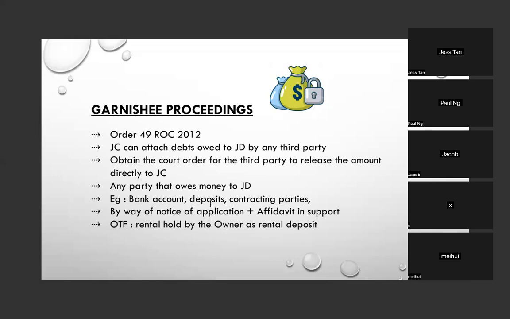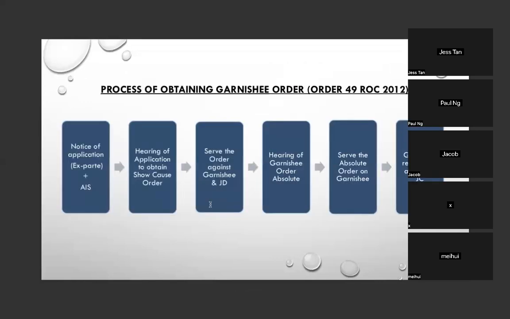Now we'll look at how the garnishee works. The process itself is quite simple. First you need to file in the notice of application, ex parte, supported by affidavit in support. Then you proceed to a hearing of the application to obtain a show cause order.